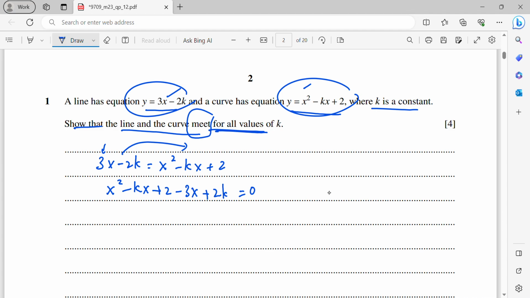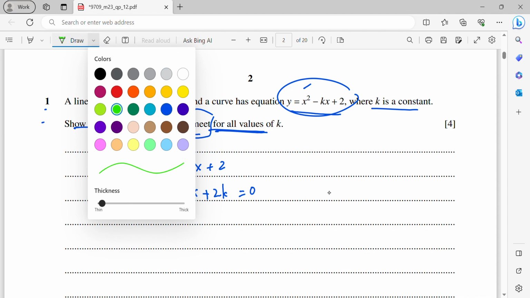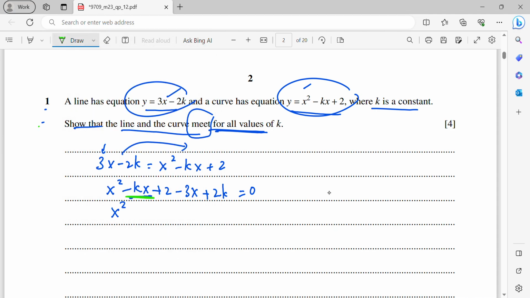Okay, so from here, I will rearrange so that it will be in the general form of a quadratic equation. Then the first term will be x squared. Now from here, I will group the terms with the x. So these two terms will be grouped together, and at the same time, I will factorize the minus x. Then I will be getting k plus 3. And the 2 and 2k will be grouped together. That will be my constant.